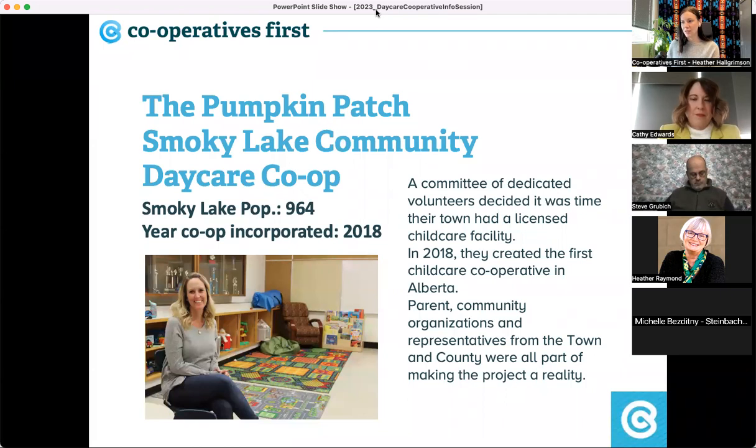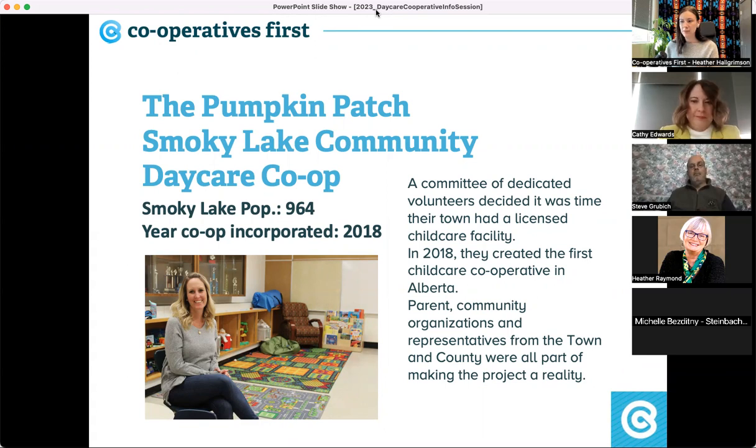I think that with the funding available, things are going to happen a lot more quickly than this group, because they were doing so much of the legwork themselves and raising funds and that kind of thing. But they started a childcare facility in Smoky Lake, which has a population of less than 1,000, and there was no licensed childcare in this community at all. It's the only one, to my knowledge.